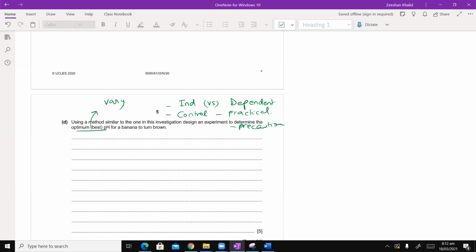So हम करेंगे क्या? First of all, we will have a different range of pH solutions. ठीक है जी. अच्छा, ये वो वेरिएबल है जो कि आप खुद वेरी कर रहे हैं बिकॉज वो खुद कह रहे हैं कि हमने देखना है कि डिफरेंट किस pH पे बनाना optimally turns brown. So we will of course have different pH. So you have to ensure that the different pH that you're using they are equally spaced.